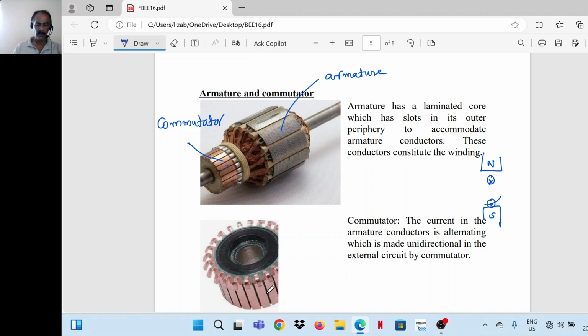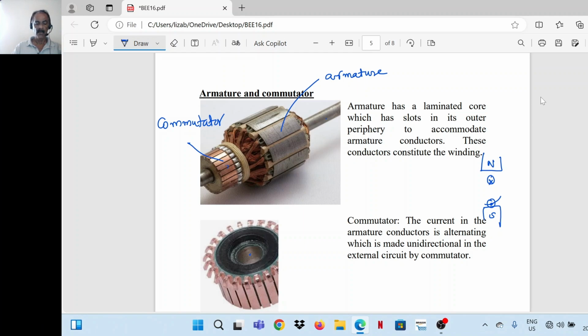The commutator is shown separately here. This is the hole meant for the shaft. These projections are meant for connecting the armature conductors, welding them or making a firm connection. The armature is made up of laminations, and that is very much essential.